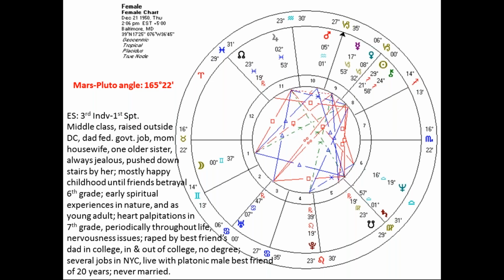So as Leroy works to help our second volunteer be live, I'm going to just say that this person was born December 21st, 1950, 2:06 p.m. in Baltimore, Maryland. Rising is 16 Taurus, 22 degrees. The Mars-Pluto angle here is 165 degrees, 22 minutes. There's no specific aspect. It's just Mars, Gibbous phase, Pluto.